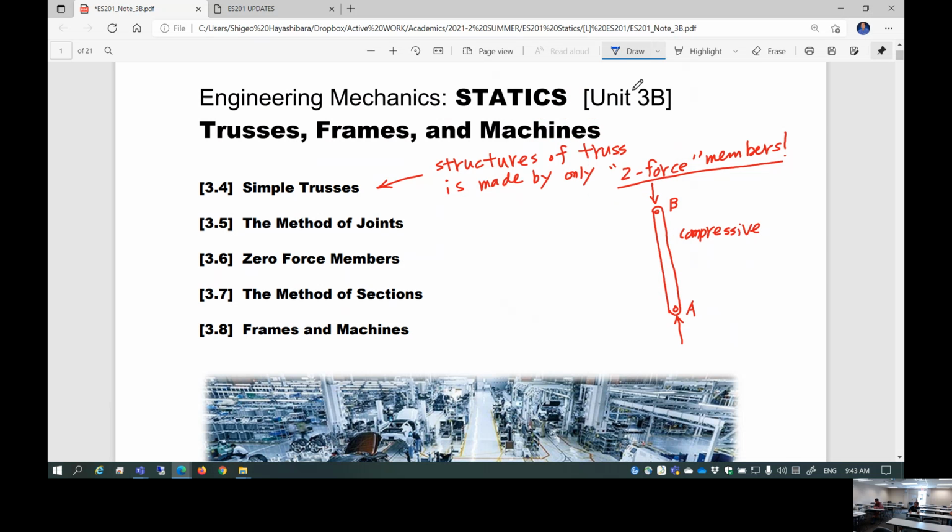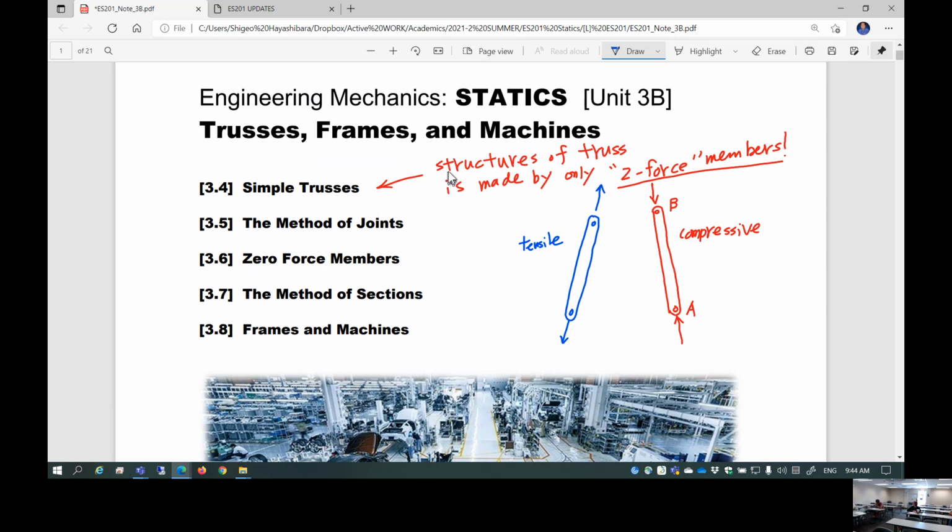On the contrary, if you have a member of a truss that could be under this kind of force, this is called tensile. Remember, cables and ropes and wires and those things can only support tensile forces. But trusses can support compressive force as well, typically a metal bar.